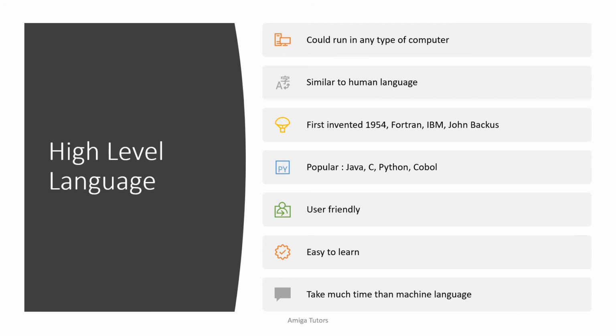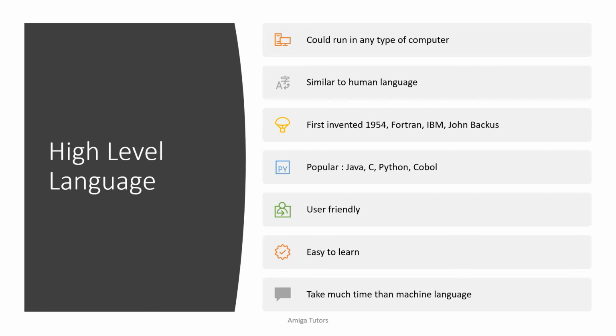Just like our English, Bengali, the computer has its own language. So the first language is Fortran, invented by IBM, and the inventor was John Backus. And nowadays our popular high level languages are Java, C, Python, Go, and R, and lots of others. This is very much user friendly, easy to learn. But the thing is, it takes more time than machine language.